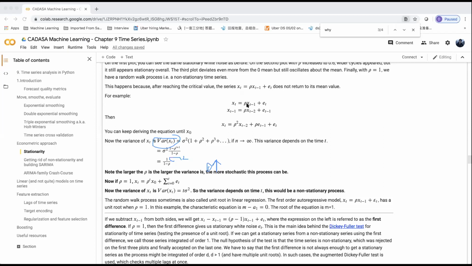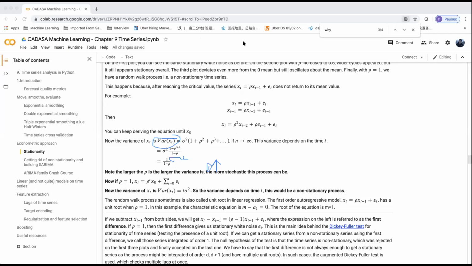That is, the greater rho is, the closer rho is to 1, the more severe this kind of problem we're going to have. The more non-stationary this process can be. So that's an important takeaway here.